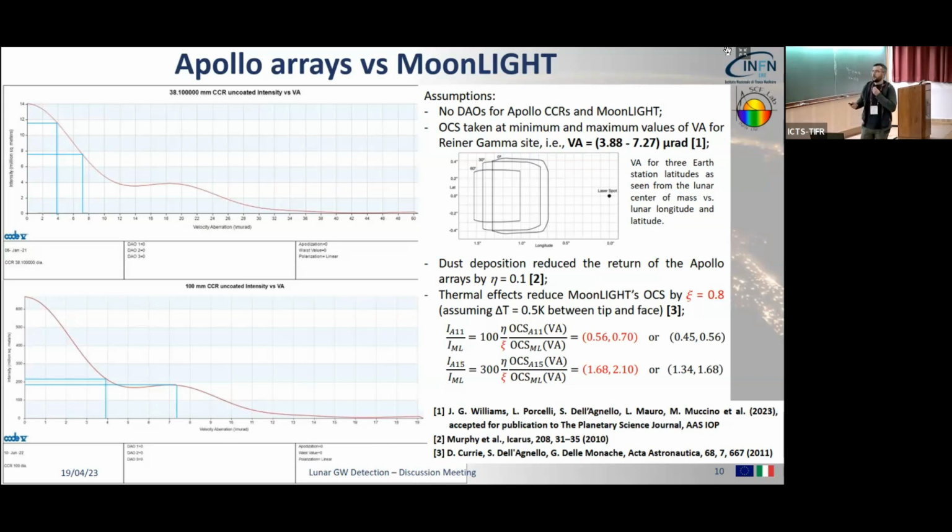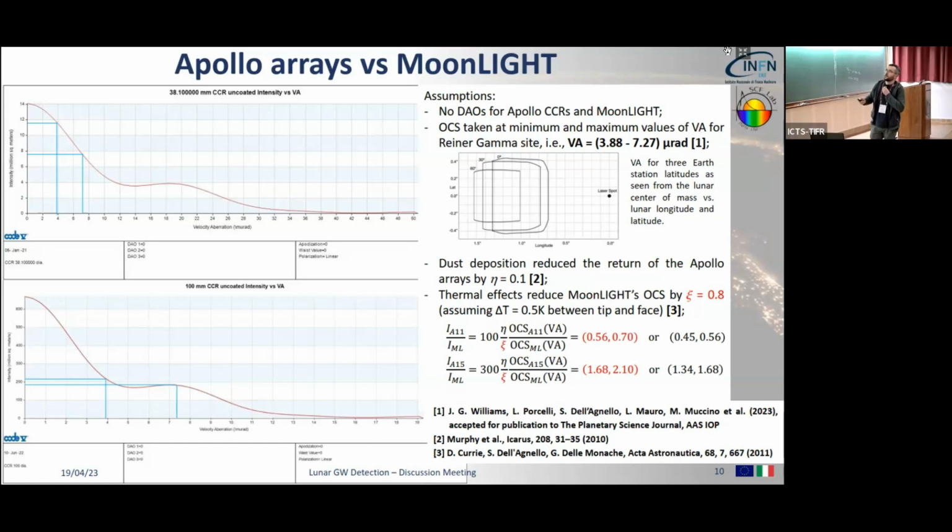Effectively, because I demonstrate here that the laser return from a single retroreflector, such as MoonLIGHT, is the same as the laser return from the arrays. In fact, you have to take into account the following: the moon moves with respect to the laser ranging station with a certain velocity aberration, so a relative difference in speed. For the landing site, Reiner Gamma, this velocity aberration is of the order of 4-7 microradians.